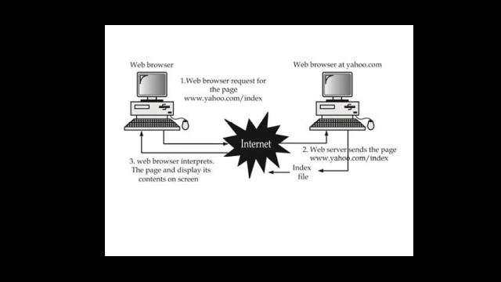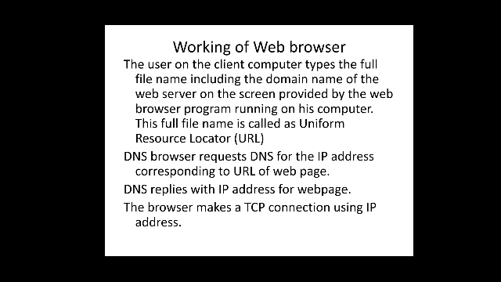Now let us see what is the working of a web browser, okay. So here the user on the client will first type the full name of the file name, including the domain name of the web server, on the screen provided by the web browser program running on his computer. This full name is called the uniform resource locator, okay. It is nothing but whatever the web address, whatever the web page you want to access.